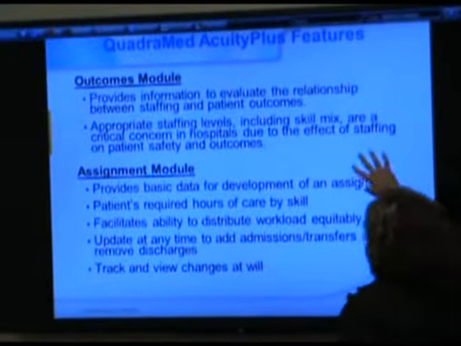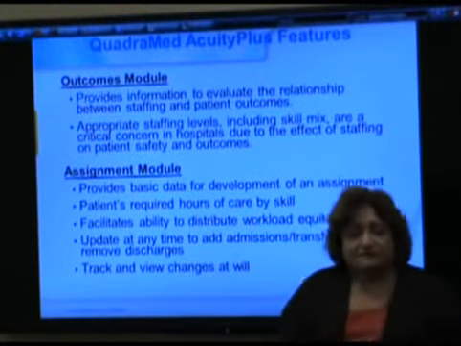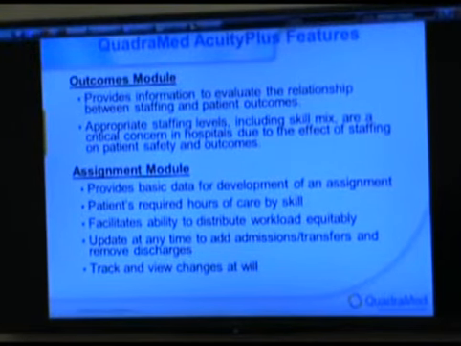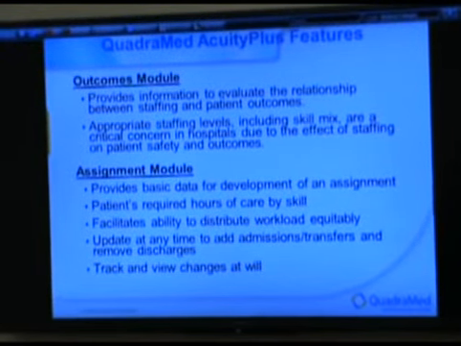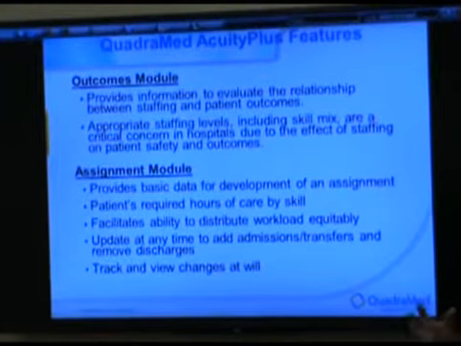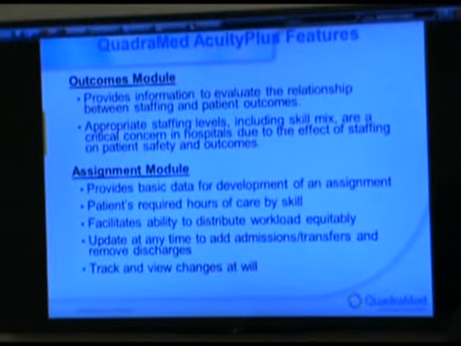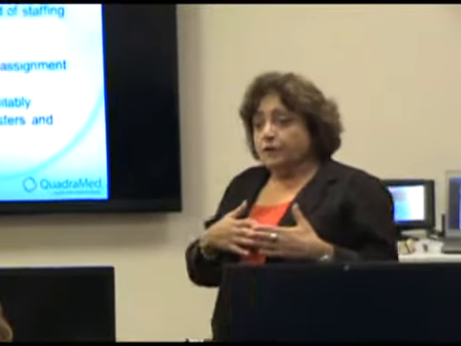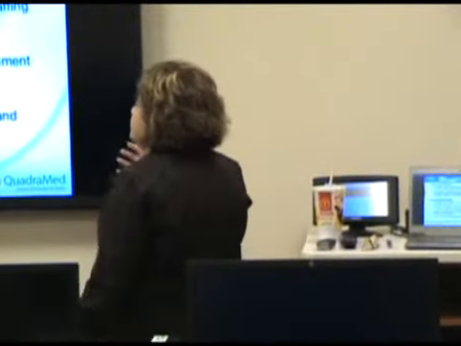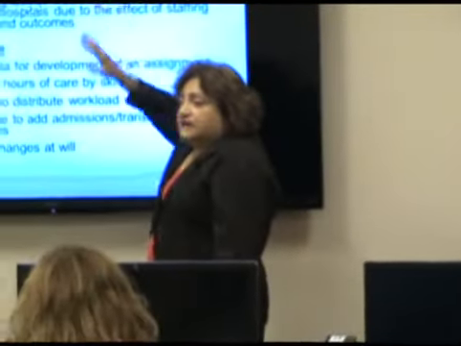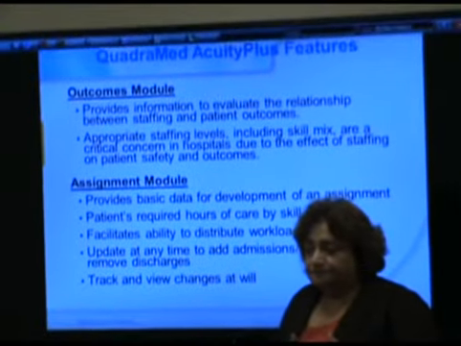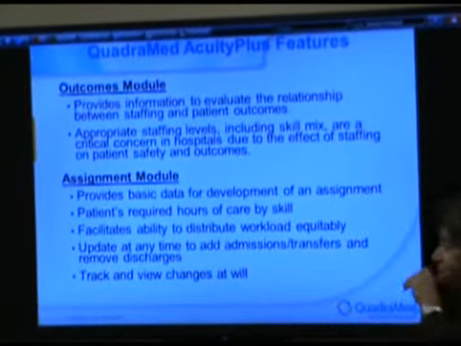One is the outcomes module. The outcomes module is available for you to use. What outcomes does is look at the relationship between outcomes and staffing. For example, if one of your outcomes is patient falls, or medication management, or med errors, we can look at the volume of patient falls in relationship to the percentage of non-RN staff that you have on your unit.